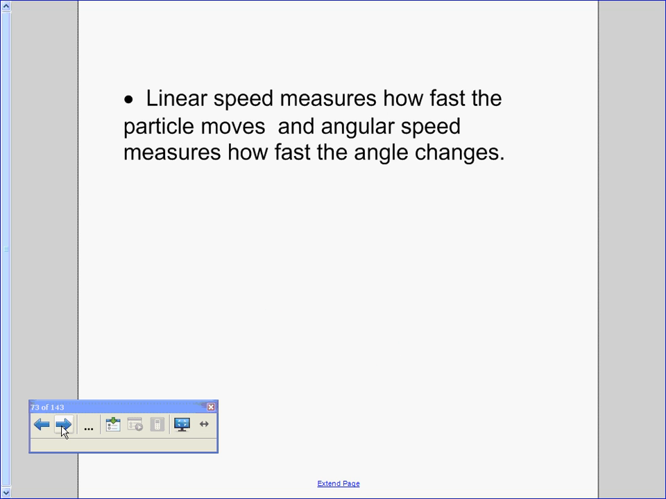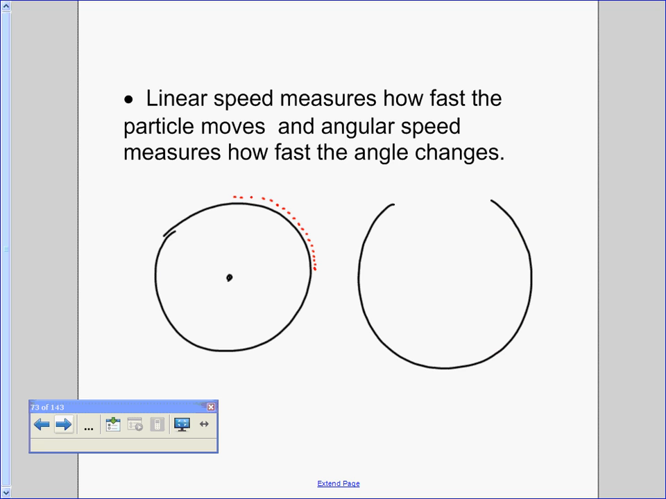Okay, so linear speed, to sum it up, is going to measure how fast a particle moves around the edge. What linear speed is going to do is measure how quickly something moves along here. And then you've got angular speed, and what angular speed is going to measure is how quickly this angle changes. So that's the difference between the linear and the angular speed.